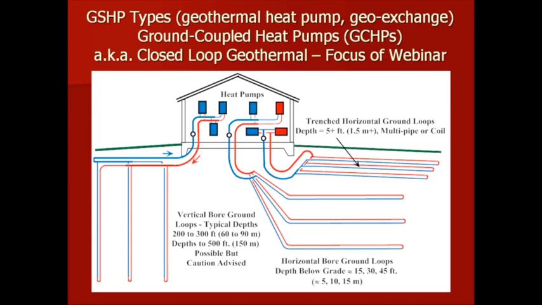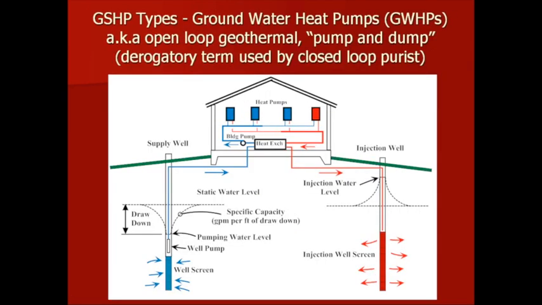But the overwhelming type of system used in commercial buildings in the U.S. is the vertical closed loop, and typically the depths are 200 to 300 feet, or I could say 60 to 90 meters. It is possible to go deeper, but at this time I urge caution when going much deeper than that. There's just not a lot of information about the issues with deeper loops.